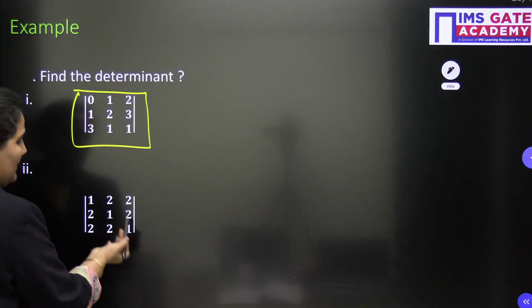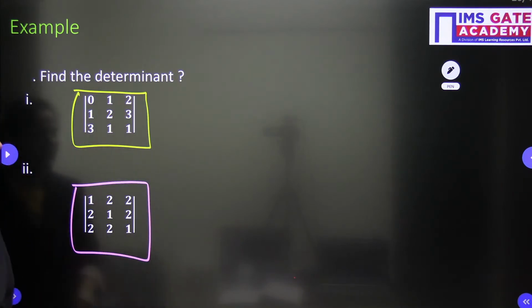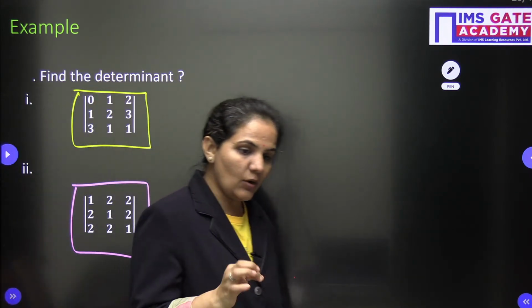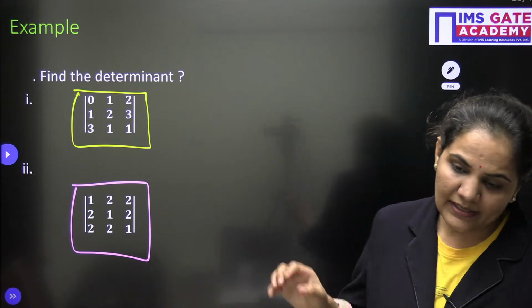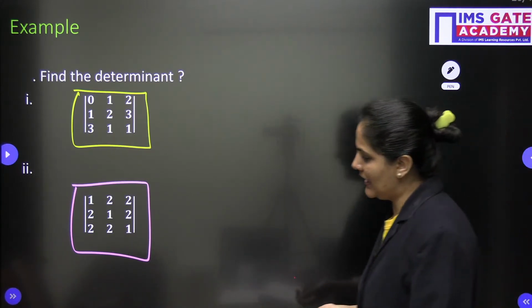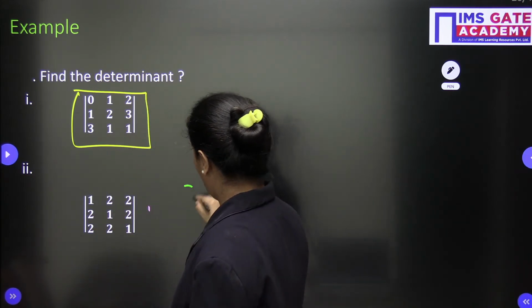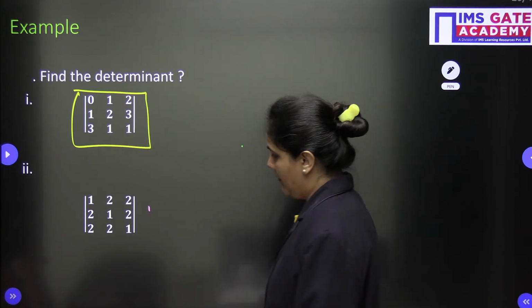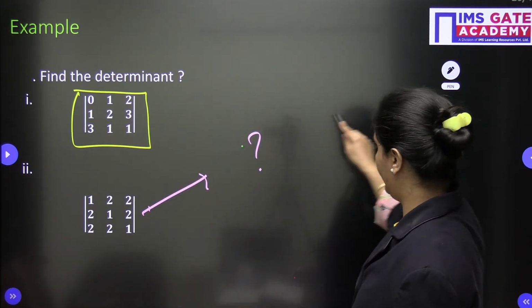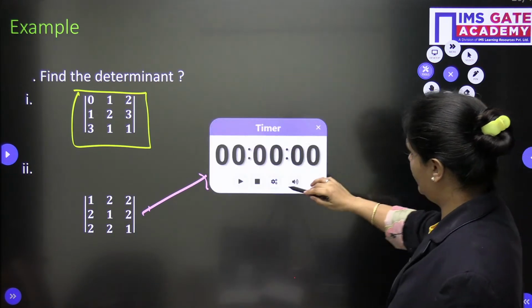Now will you tell me the result of this question? Will you tell me the determinant of this question, children, without using pen? Can you tell me the determinant of this question? No ma'am, without using pen we can't tell. Okay, then just use my method and solve it. I am giving you time.